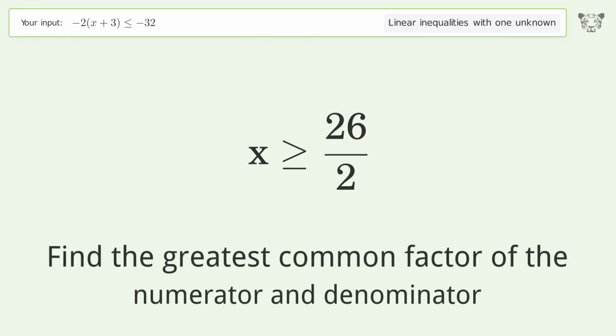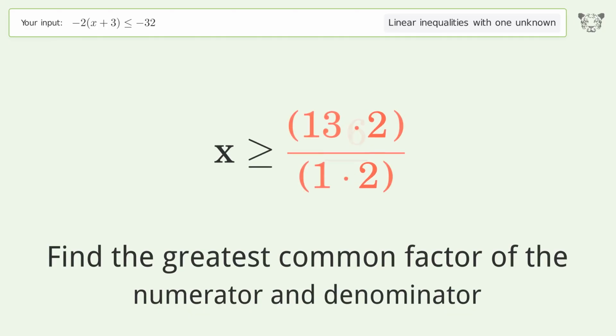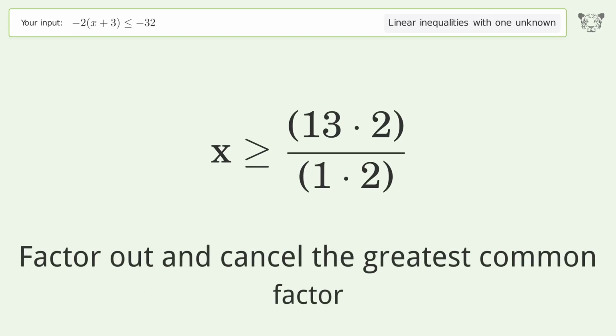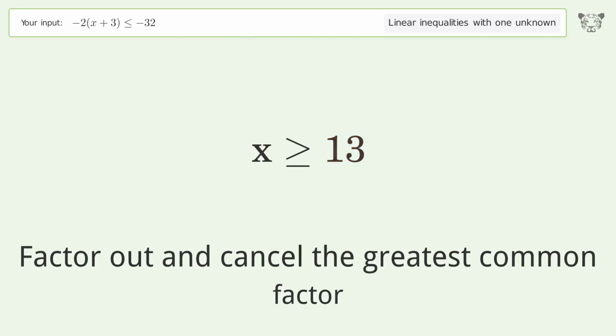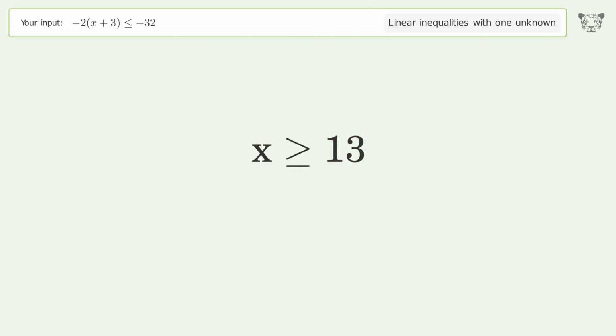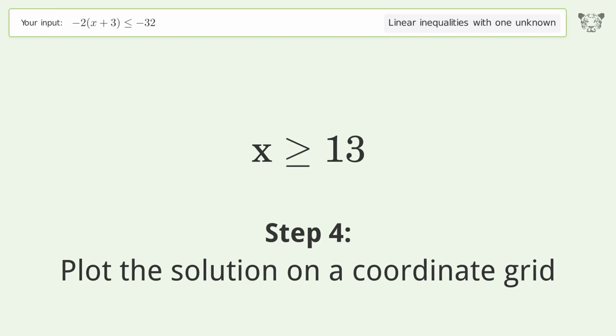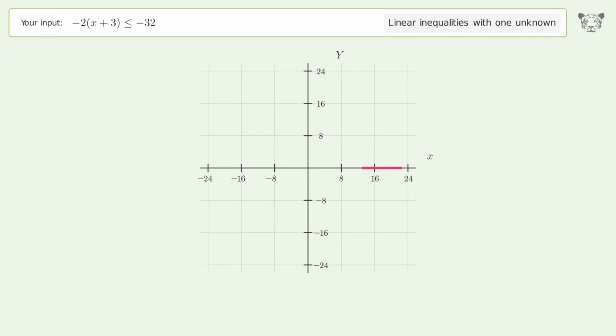Find the greatest common factor of the numerator and denominator. Factor out and cancel the greatest common factor. Plot the solution on a coordinate grid. And so the final result is x equal or greater than 13.